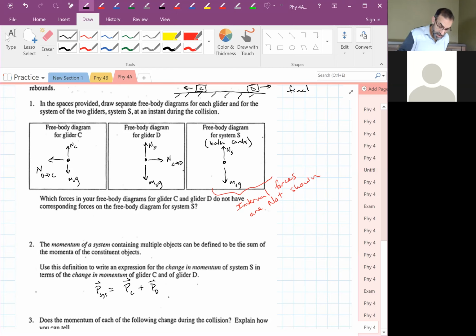So how about the change in momentum of the system? Oops. Hate when that happens.